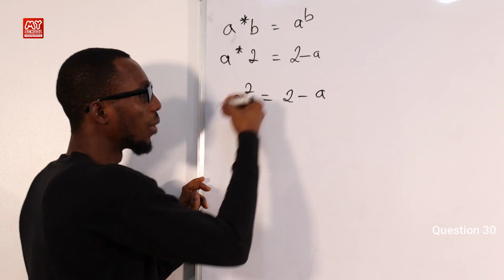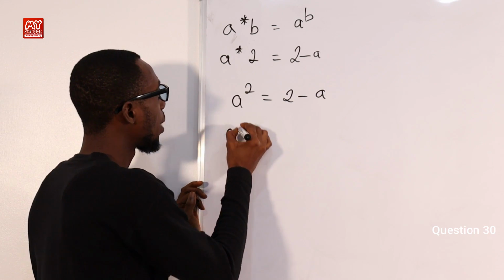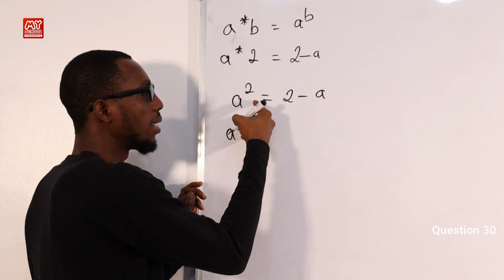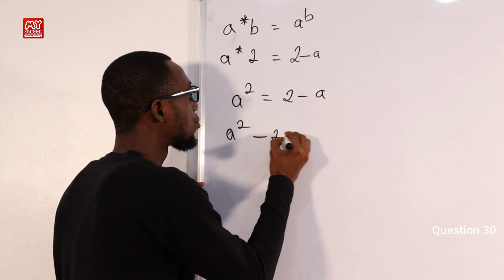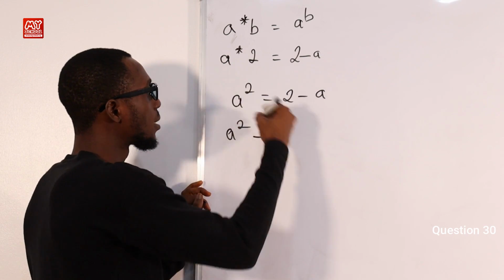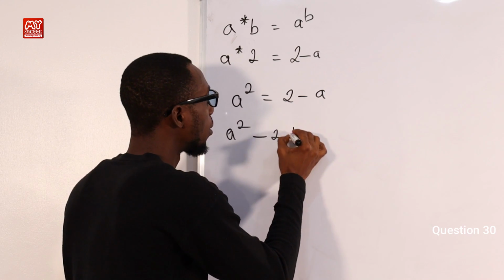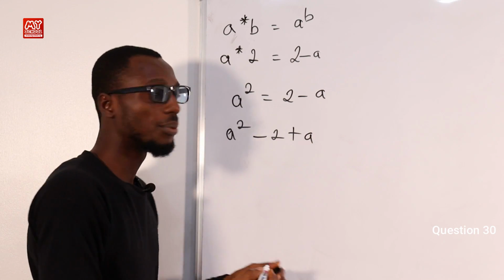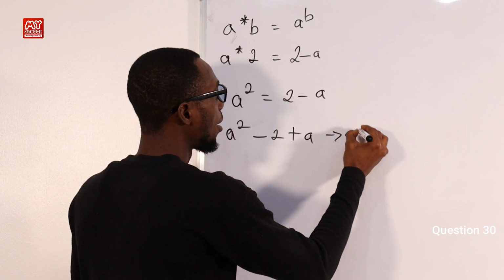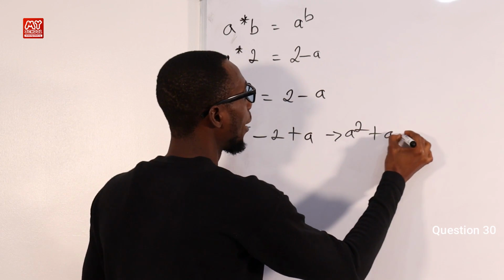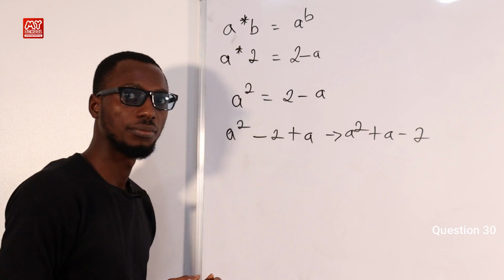So we can bring all of these values together. We have a raised to power 2. When plus 2 comes in, it becomes minus 2. When this comes in, we have plus a. We can still rearrange it as a raised to power 2 plus a minus 2.